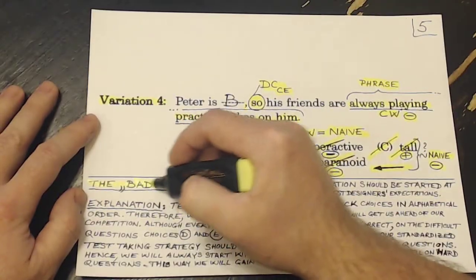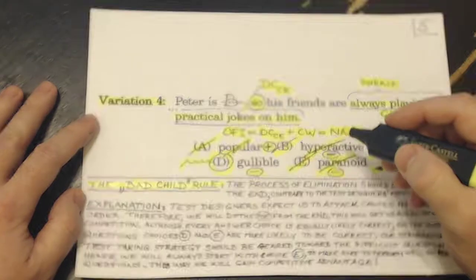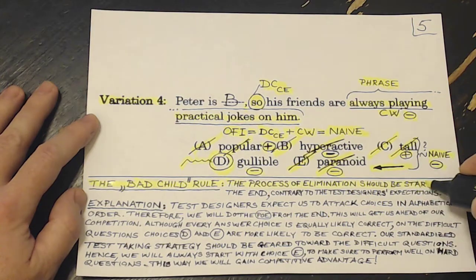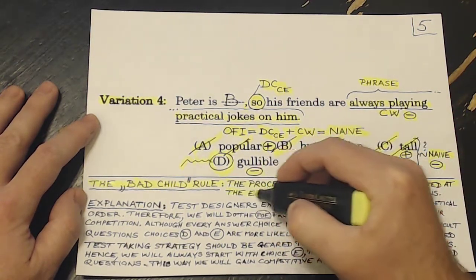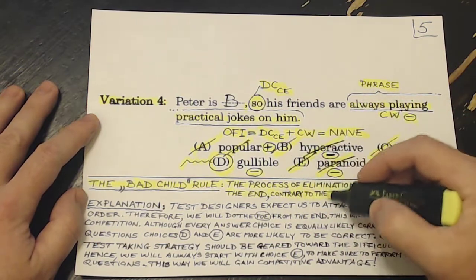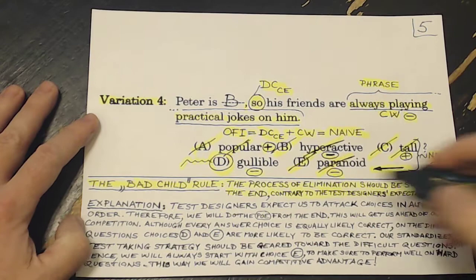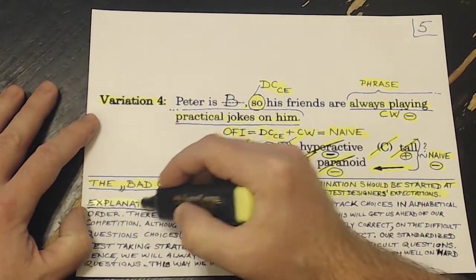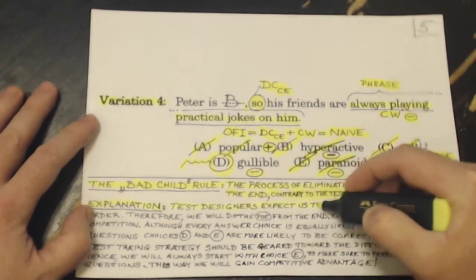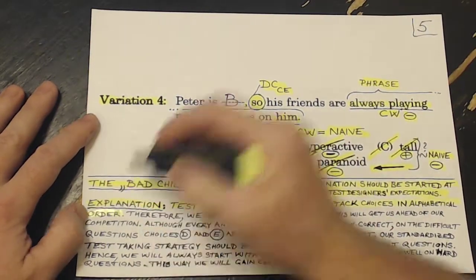Number 1, the bad child rule. Well, this is the main lesson, I would say. The bad child rule says the following: the process of elimination should be started at the end, last choice meaning, contrary to the test designer's expectations. And what is the explanation to this rule, the bad child rule? Well, test designers expect us to attack choices in alphabetical order.